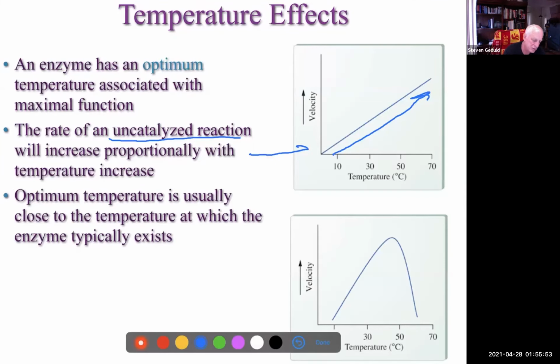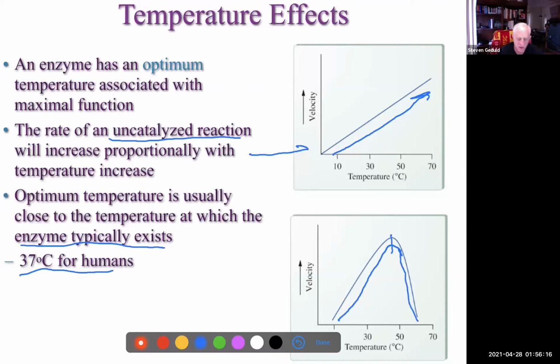Optimum temperature is usually close to the temperature at which the enzyme typically exists. So this is a catalyzed reaction right here, which is 37 degrees centigrade for human, 98.6 degrees Fahrenheit. So this is your reaction. As the temperature increases, it goes up to a rate, and this is an optimal amount. The rate's going to be right here. And then as it further increases, it starts to go down. It starts to denature the enzyme. So it only goes up to a certain point. This is your optimal temperature. Just like optimal pH, you have an optimal temperature here.